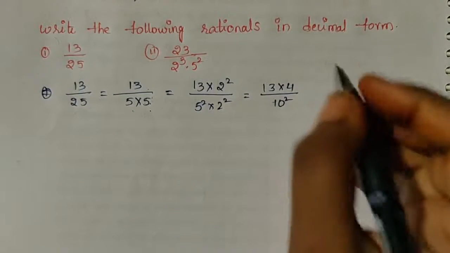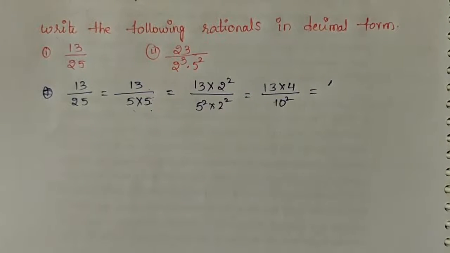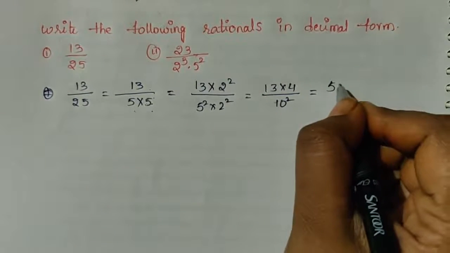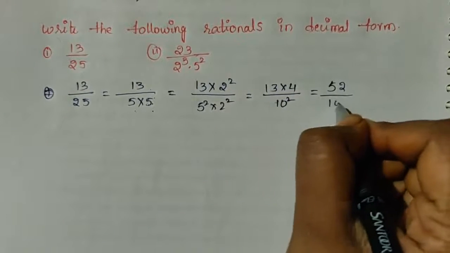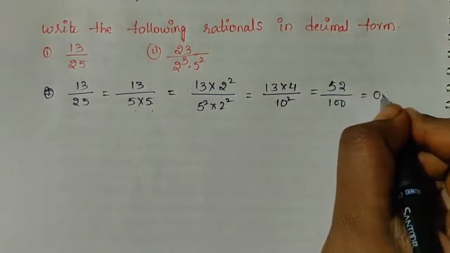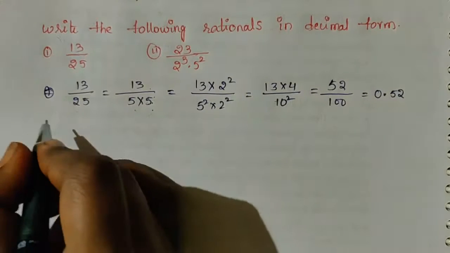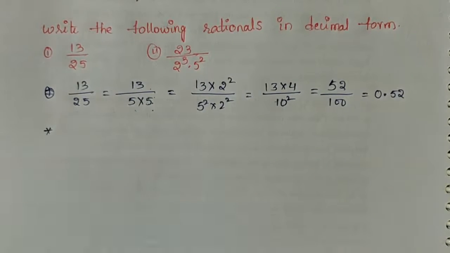Okay. 13 fours are 52 upon 10 square is 100. Here in the denominator we have 2 zeros, so you should take the decimal point before the two numbers. Okay. You will get 0.52. Done. Okay. Without using the actual division, we have calculated the decimal number of the given p by q form.